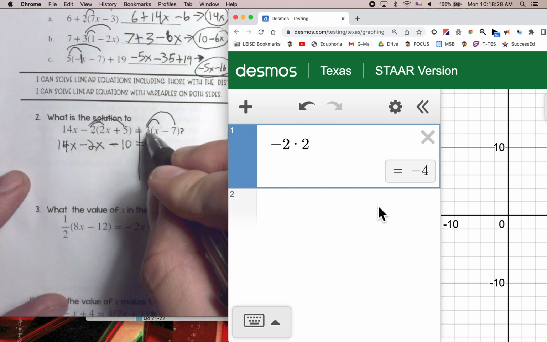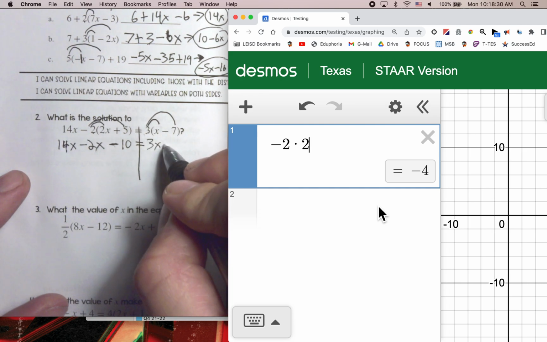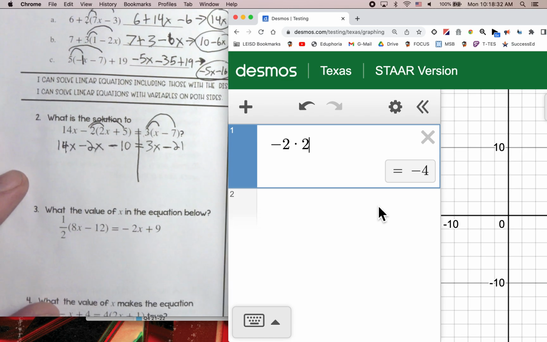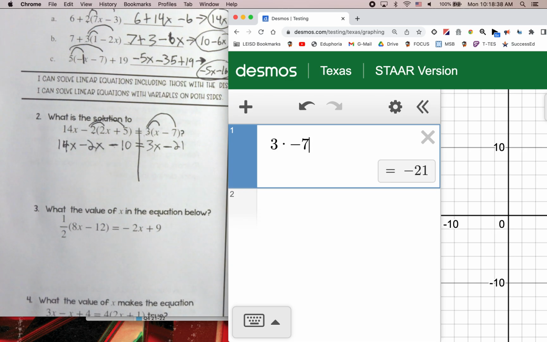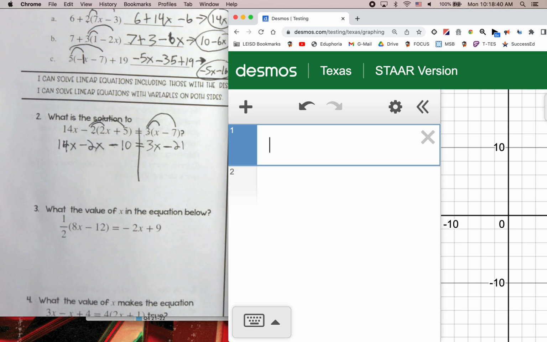3 times negative 7 is negative 21. Okay? And just to show you that it is, 3 times negative 7 is negative 21. That's where I'm getting that from. Okay? I've distributed. After that, I'm going to combine like terms, if I can.